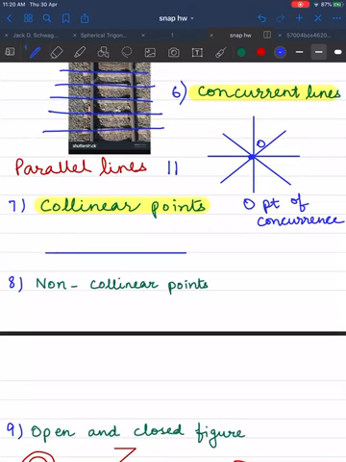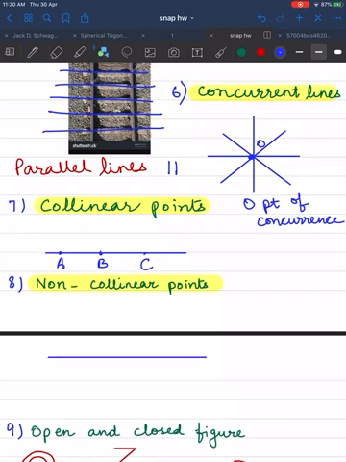Collinear points. Three or more points which lie on the same line are called collinear points. So let's draw. Here you can see 3 points A, B and C. They lie on the same straight line. So they are collinear points. So there should be at least 3 points.